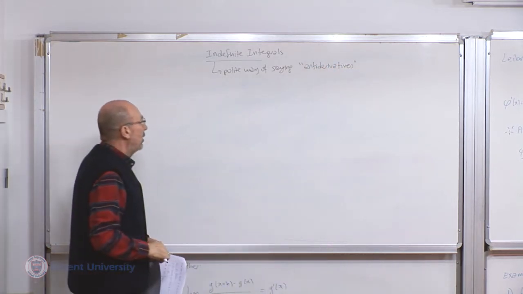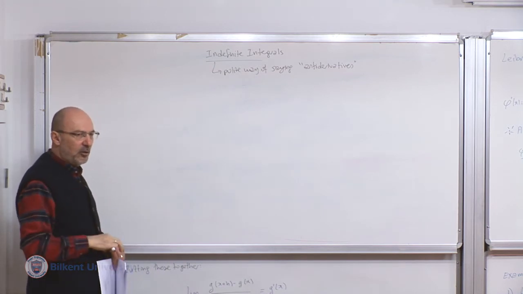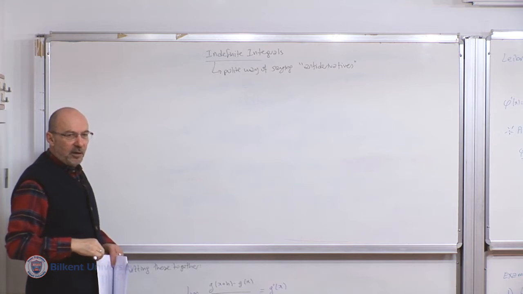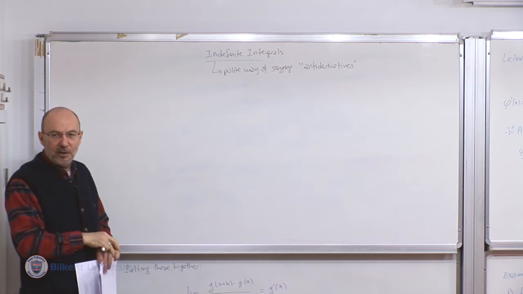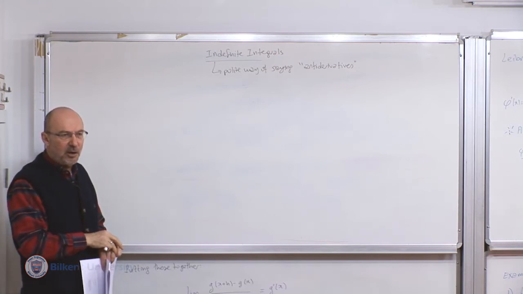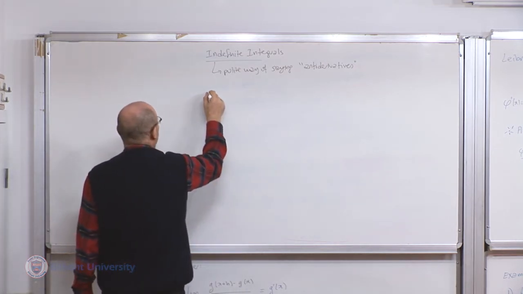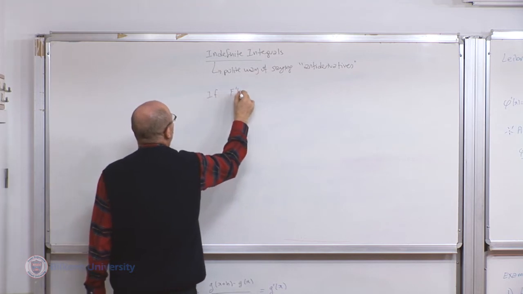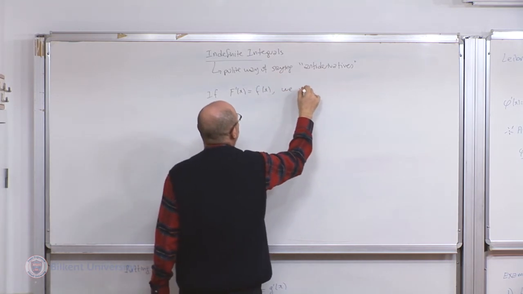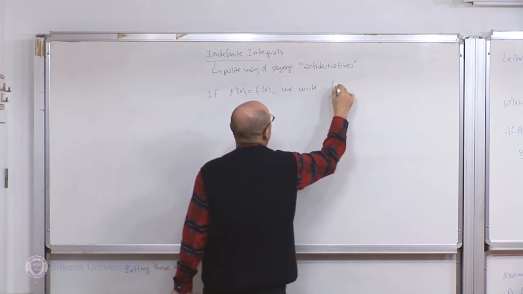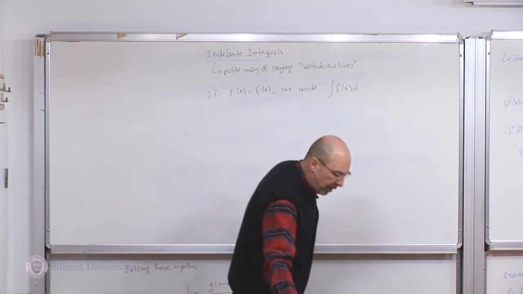One nice thing about this indefinite integral stuff is that since antiderivatives are used for integrals, and since we have a notation for derivative, we want to invent a notation for antiderivatives. So we use the integral sign without any endpoints. So if f prime of x equals f of x, we write integral f of x dx, or integral just f.